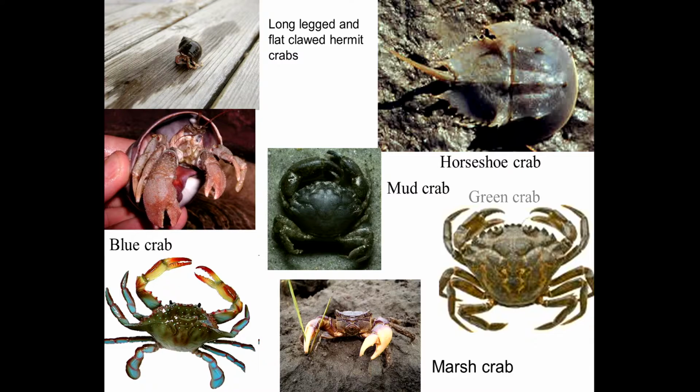And then of the true crabs, we have two types of hermit crabs. We have the long-legged and flat-clawed hermit crabs. We have blue crabs. We have mud crabs. We have green crabs. We have marsh crabs. The marsh crab has a relationship with the grass in that it eats it. It's one of the critters that actually eats the grass when alive, and we'll come back to that a little bit later.